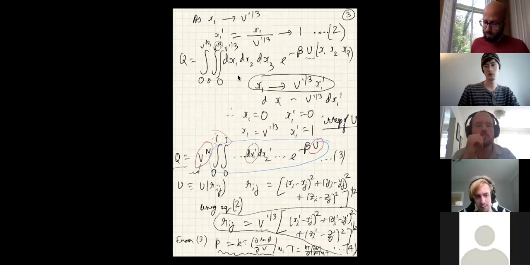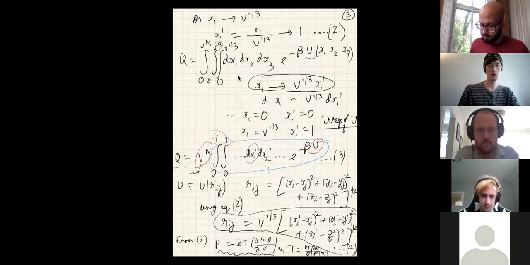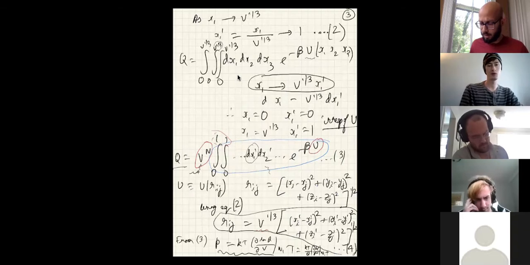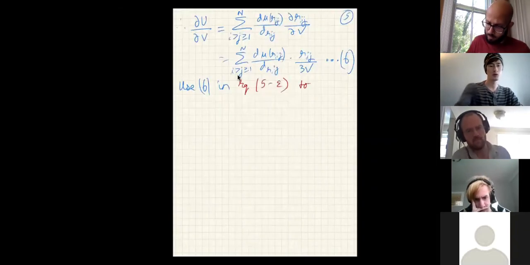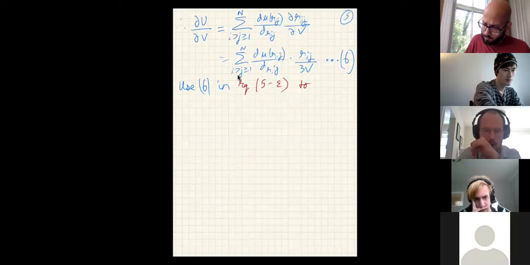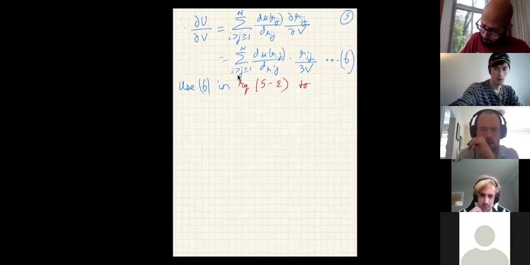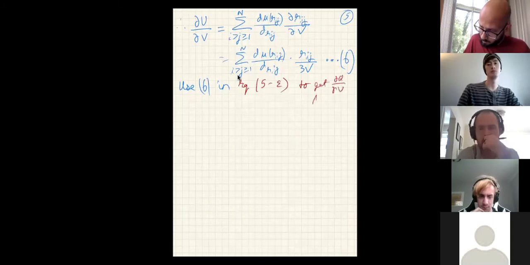So partial Q by partial V has two parts. First, we have to differentiate this and keep the part V to the power N, and keep everything else constant. And then we have to differentiate the second part and keep V to the power N constant. It's the second part which is a bit complicated. We did the first part. So let's now do this for the second part, but first write down the full thing.